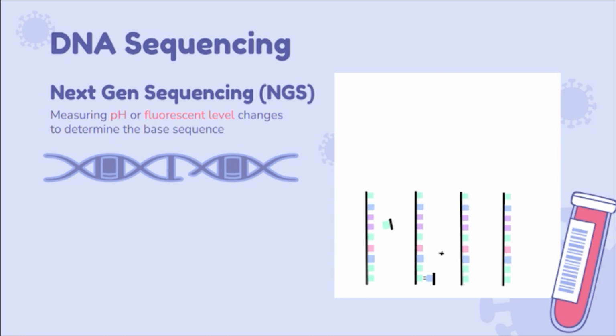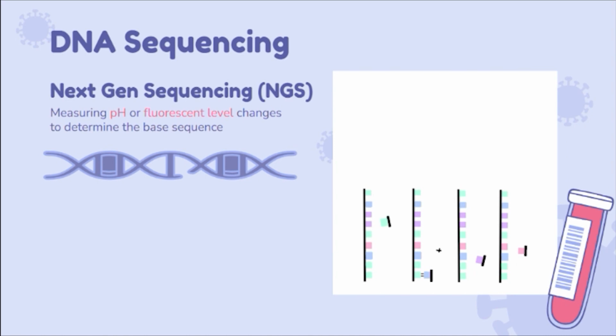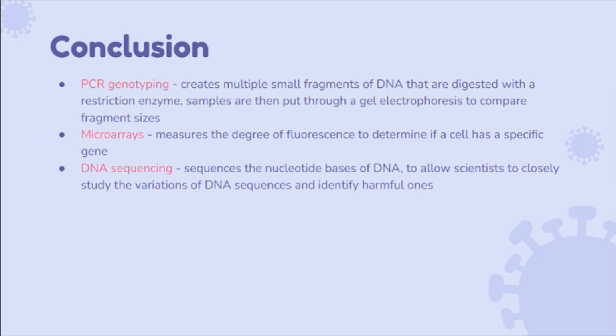And the process is repeated multiple times until the scientists achieve the desired length or all the sequences of the DNA that they're looking for. So that about sums up the video. So to recap, we talked about 3 different ways we can use technology to identify diseases.